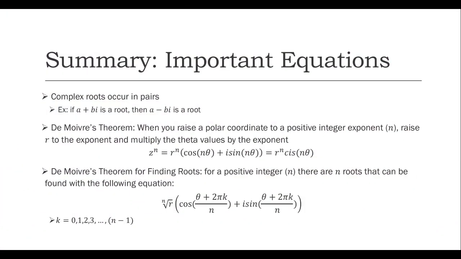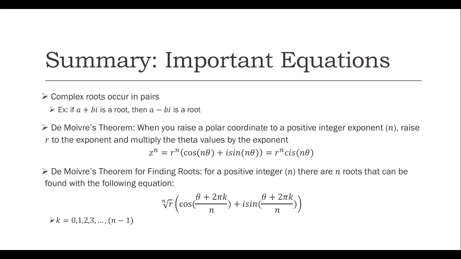So in summary, we have some important equations. So for complex roots, they always occur in pairs. So if a plus bi is a root, then a minus bi is a root. Then we have de Moivre's theorem. When you raise a polar coordinate to a positive integer exponent, n, then you raise r to the exponent and multiply the theta values by the exponent.